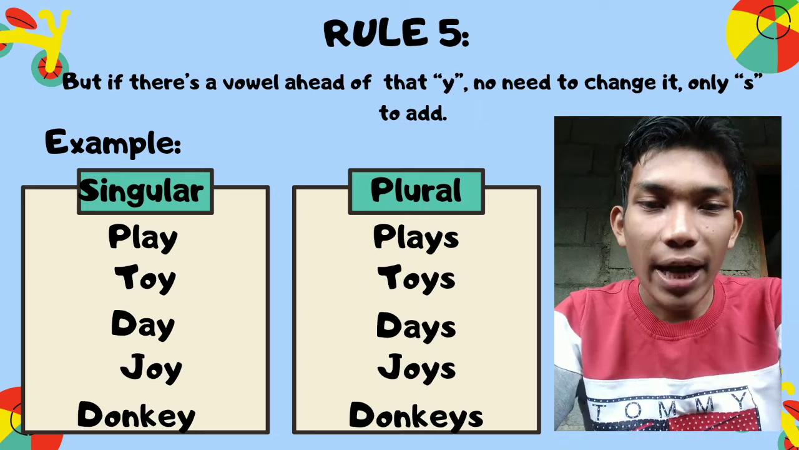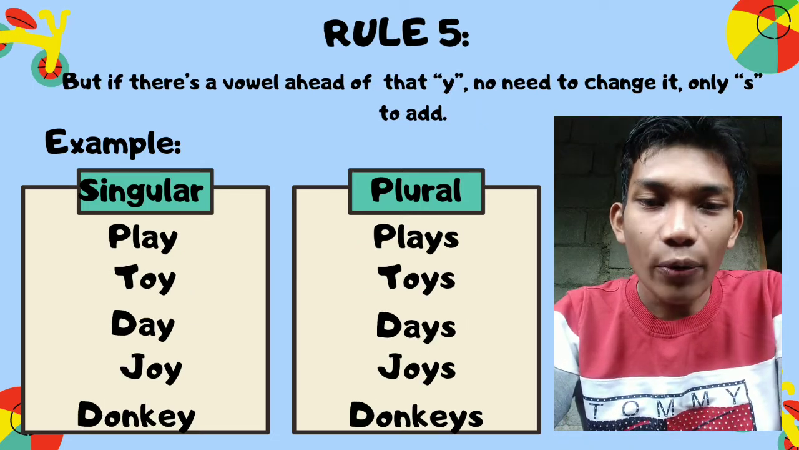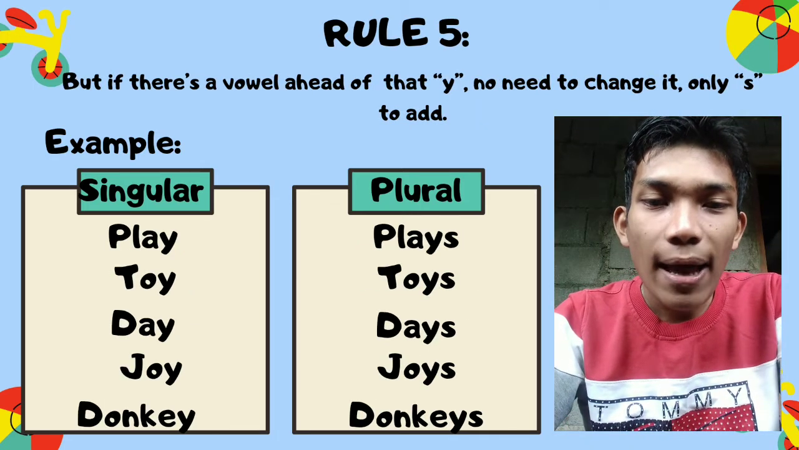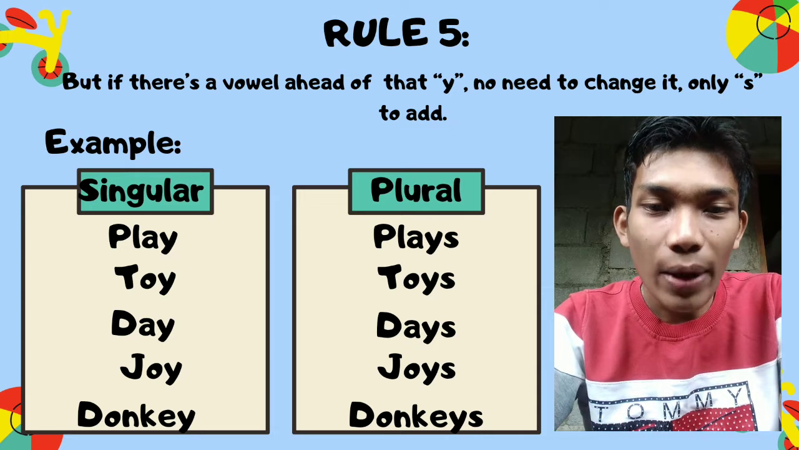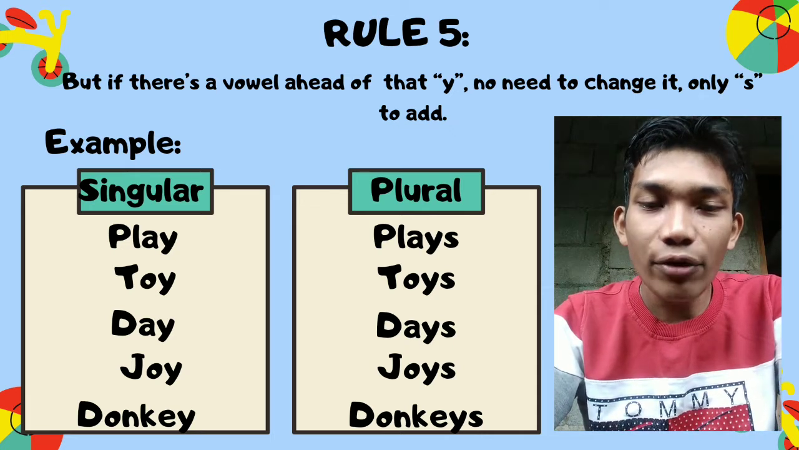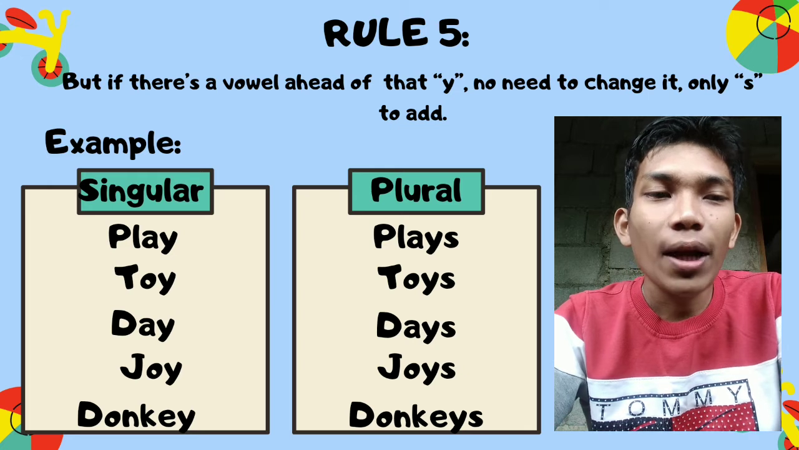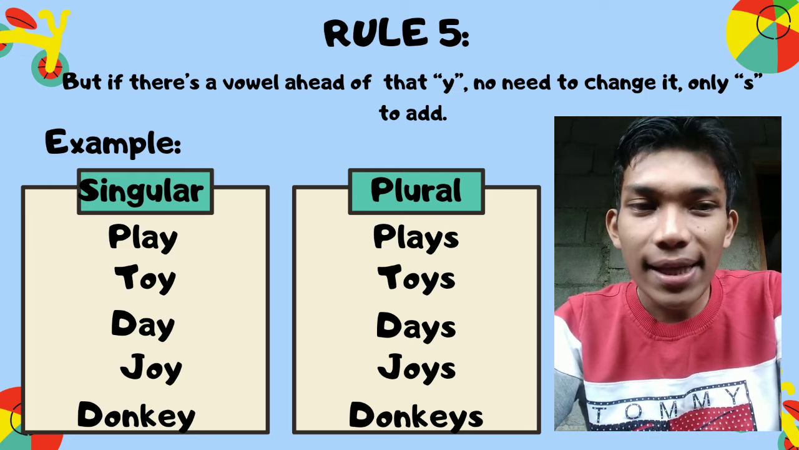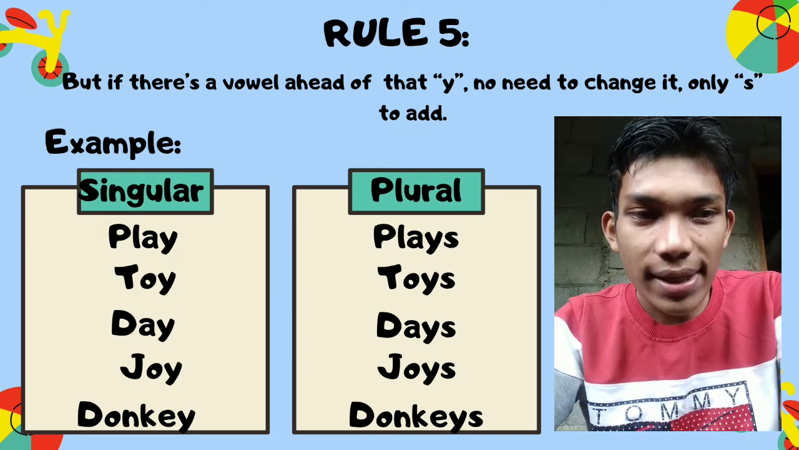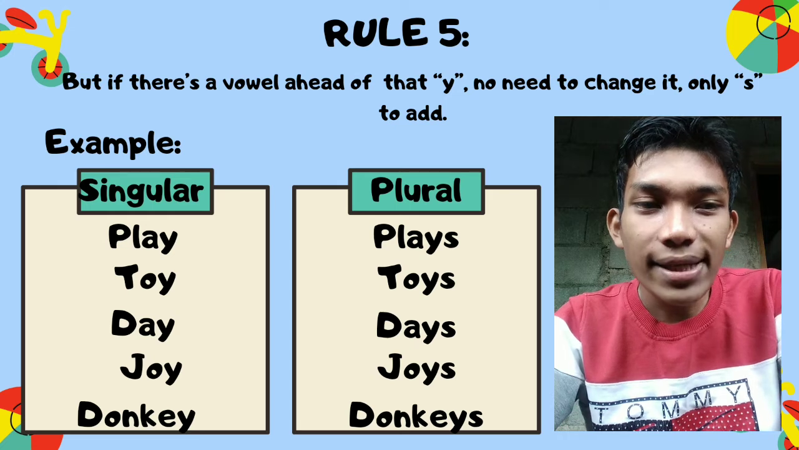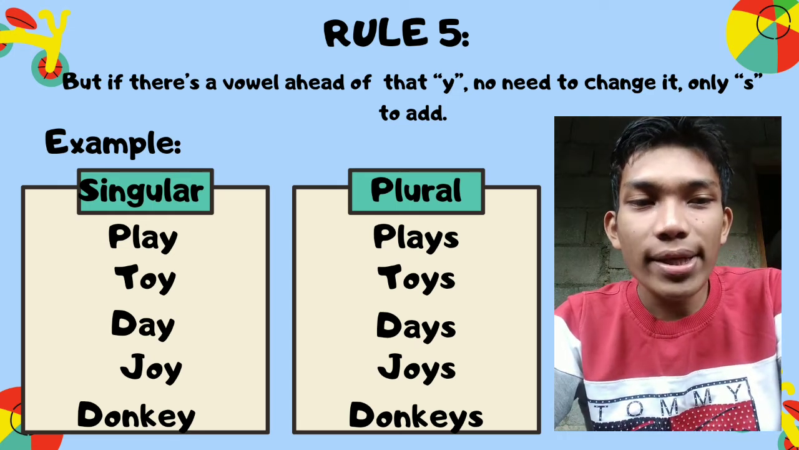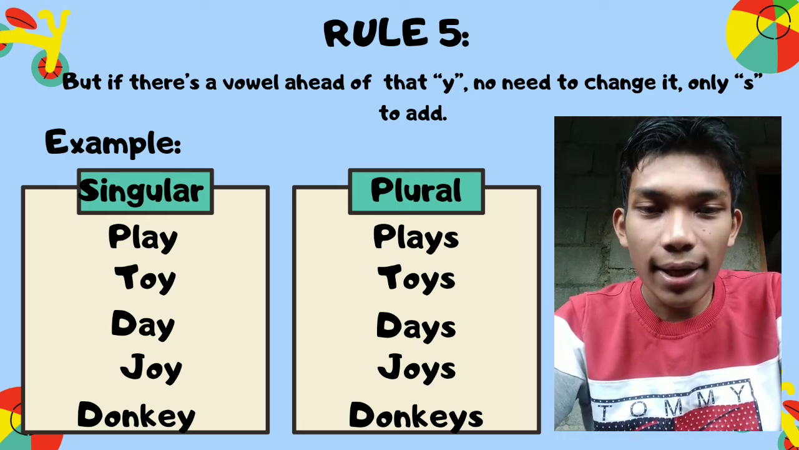In rule number 5, if a noun ends with letter Y but there is a vowel before that, we have to add S to make it plural. For example, play to plays, toy to toys, day to days, joy to joys, and donkey to donkeys.